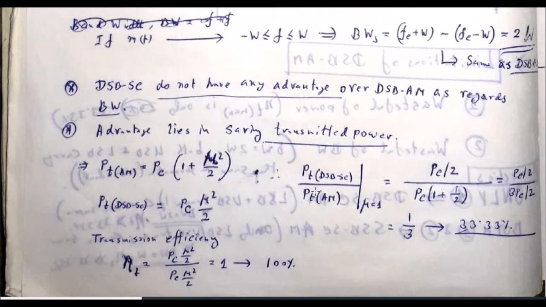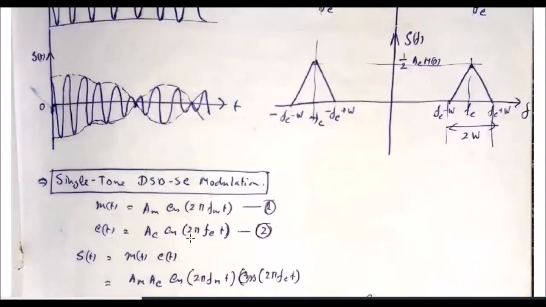So we are now getting some advantage in terms of power, but we are still not getting any advantage in terms of bandwidth, because the bandwidth of the modulated signal is the same as the bandwidth of the modulated signal for the ordinary AM. Both of them are 2W, okay, twice the message bandwidth.